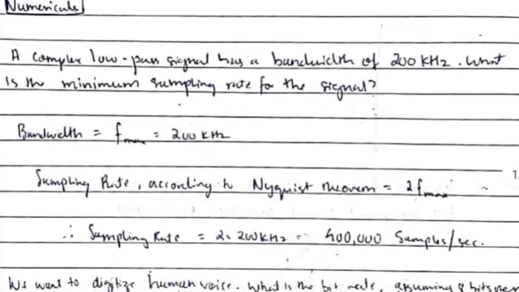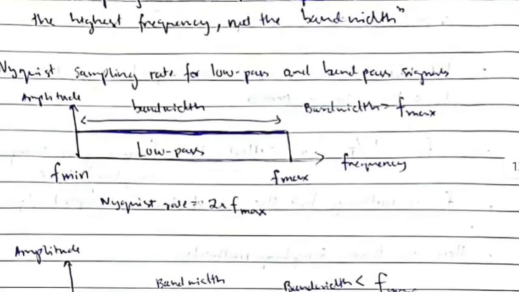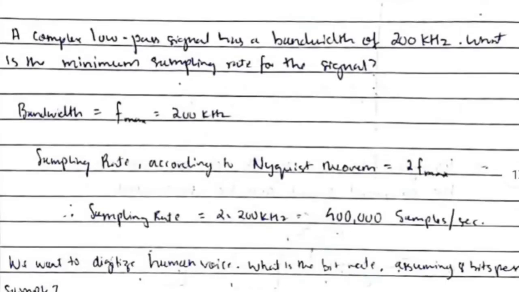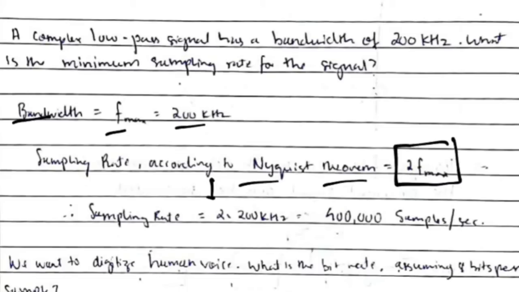Let's see some numericals. The first one is, a complex low pass signal has a bandwidth of 200 kilohertz. What is the minimum sampling rate for the signal? We have been given the bandwidth, which is of a low pass signal, so bandwidth is equal to f max. For a low pass signal, bandwidth and f max are the same. So we can use the Nyquist theorem as 2 into f max or 2 into bandwidth. That's only for the low pass signal. In this question, bandwidth is equal to f max is equal to 200 kilohertz. According to the Nyquist theorem, 2 into f max is 2 into bandwidth, which is 2 into 200 kilohertz, which is a sampling rate of 400,000 samples per second.